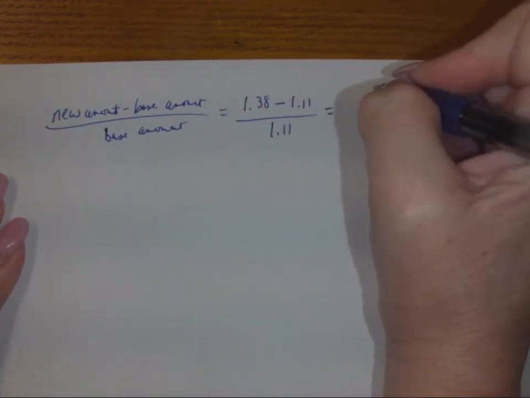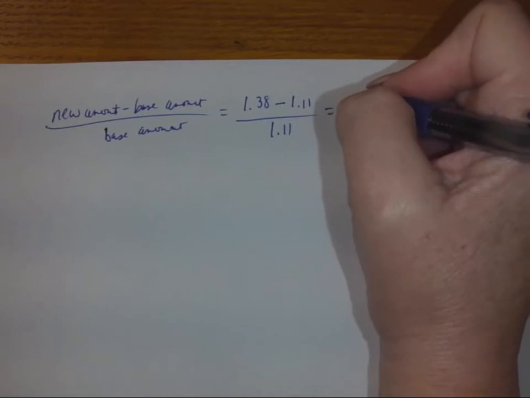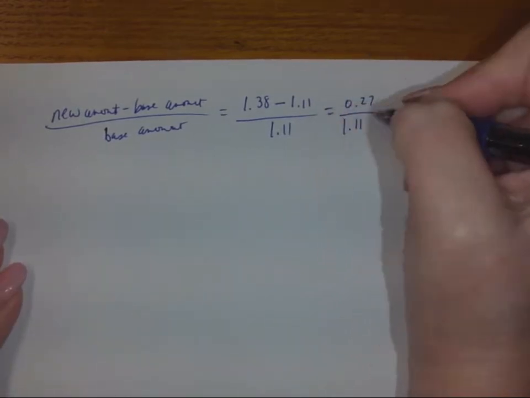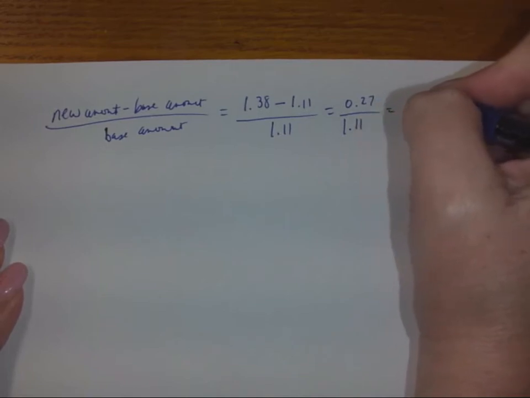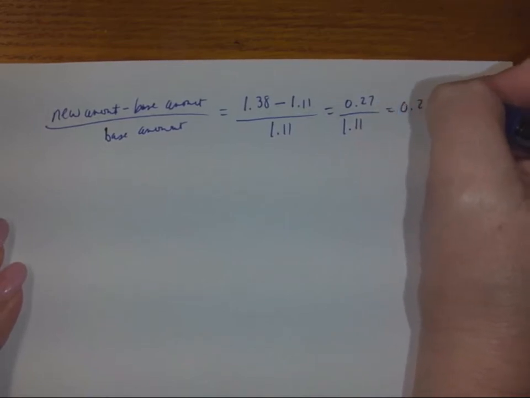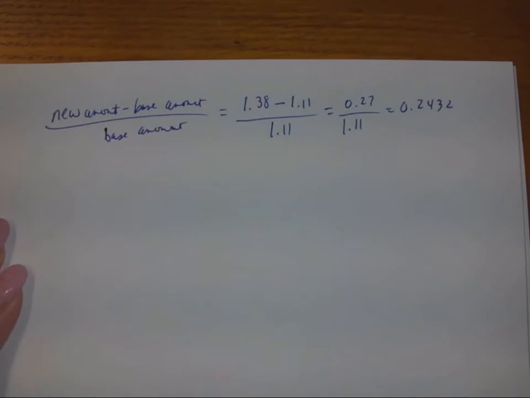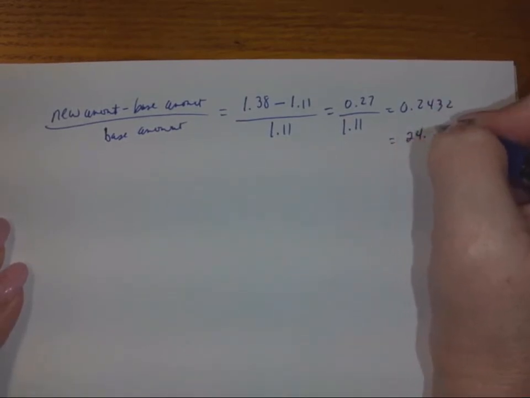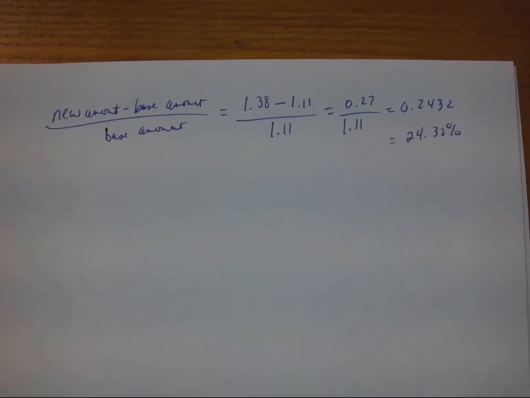When you subtract the top, you get 0.27 over 1.11, which will get you 0.2432. Moving the decimal place, we end up with a 24.32%. So that's the markup. It's a 24% markup. All right, let's look at Paul.